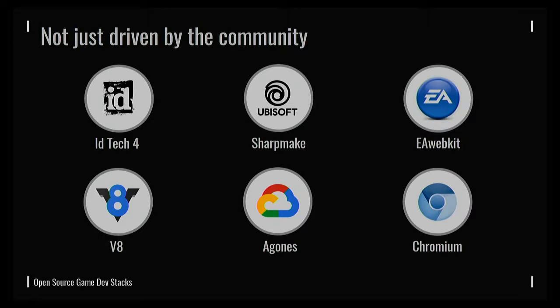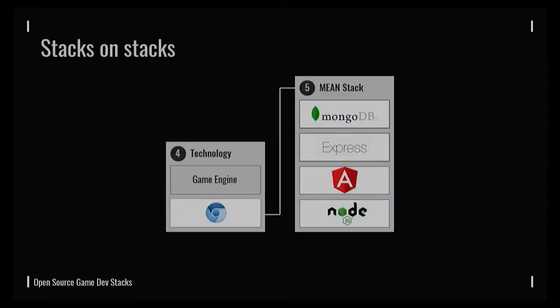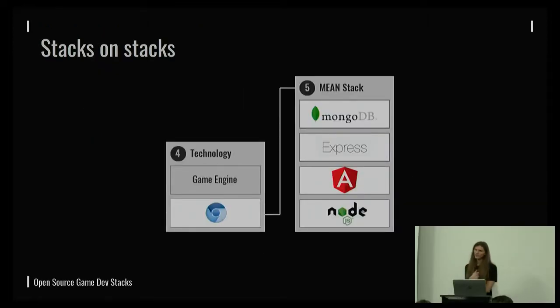And the interesting thing here is that you can actually combine different stacks to achieve different things. So if you, for example, use Chromium in your game, you can benefit from the whole MEAN stack, meaning that you can have a MongoDB database. If you want, you can go crazy and even use serverless architecture and benefit from all that just from the Chromium that you've integrated.